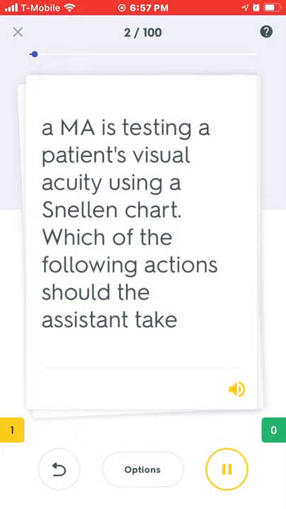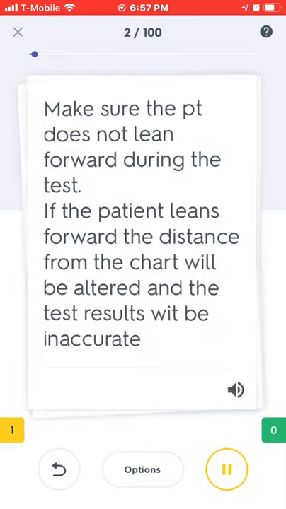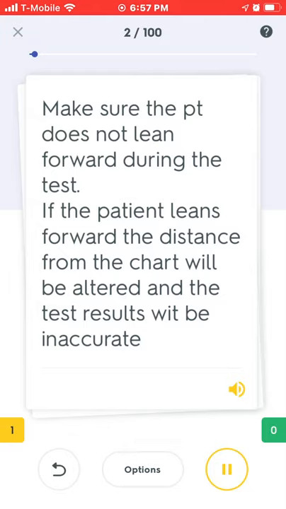An MA is testing a patient's visual acuity using a Snellen chart. Which of the following actions should the assistant take? Make sure the patient does not lean forward during the test. If the patient leans forward, the distance from the chart will be altered and the test results would be inaccurate.